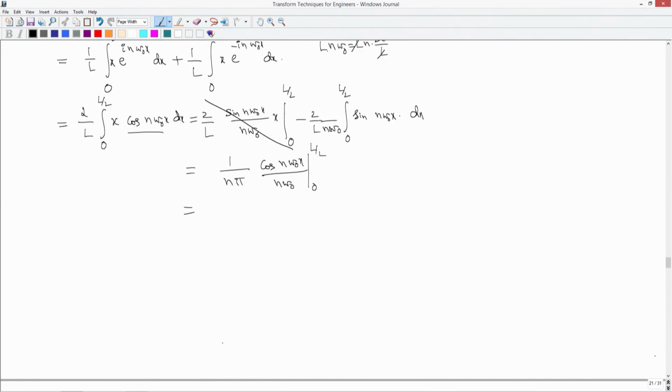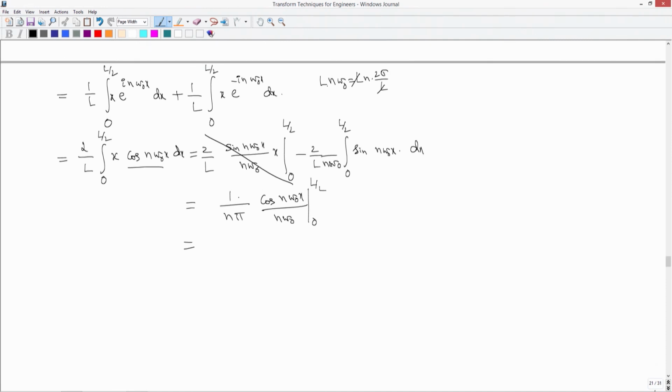So what is this value? Finally, n omega naught is nothing but n 2 pi by L, right. So you have 2 by L this, and you have this. n omega naught is n L divided by n square pi square by 2, right. So what is this n omega naught? n omega naught is this one. So 2 n pi by L. So L by 2 n pi. So this is what it is, and if you apply these cos limits, cos n 2 pi by L into L by 2, 2 goes. So cos n pi minus cos 0, that is 1.